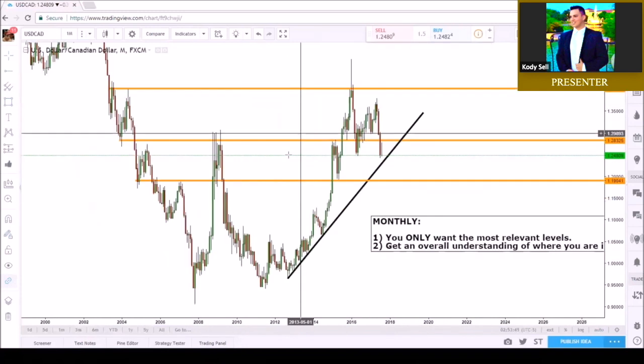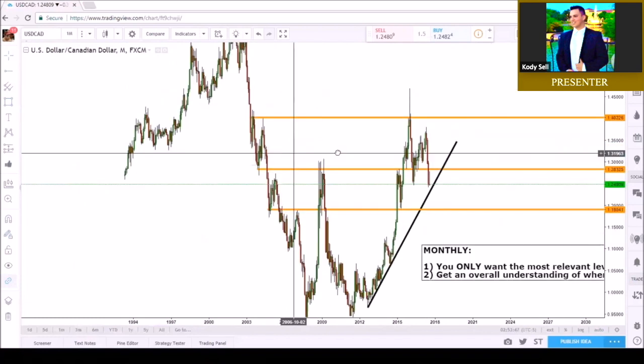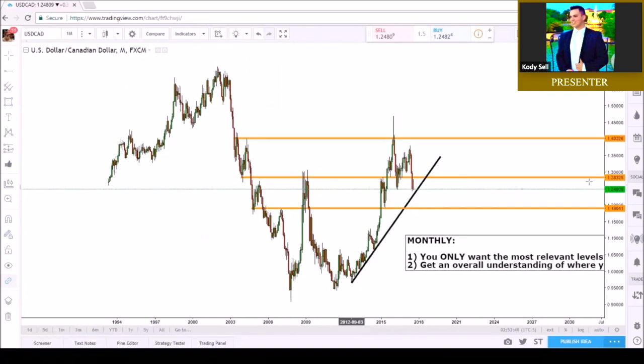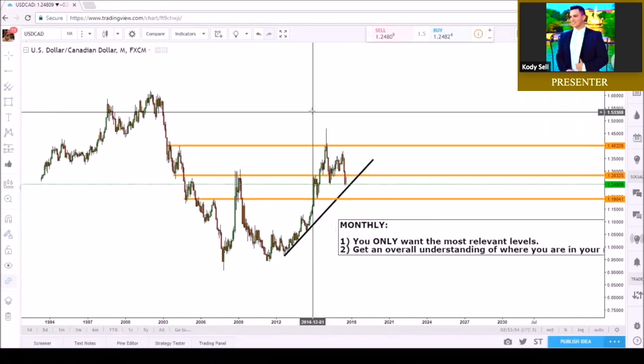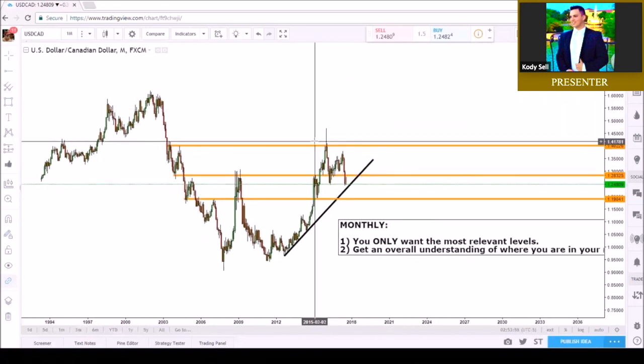So I want you guys to zoom out when you're on the monthly and look at the history of your pair. Okay, and there's a couple reasons for this. The first thing is you really want to know if your pair is in a zone that it's never been in before. So maybe USD CAD is in new highs, or it's in new lows, or it's at a major low which has held the market ever since it existed, right? These are important things to know to add into your overall bias in the market.